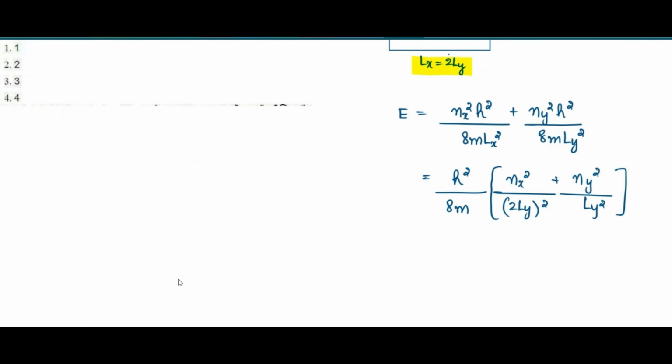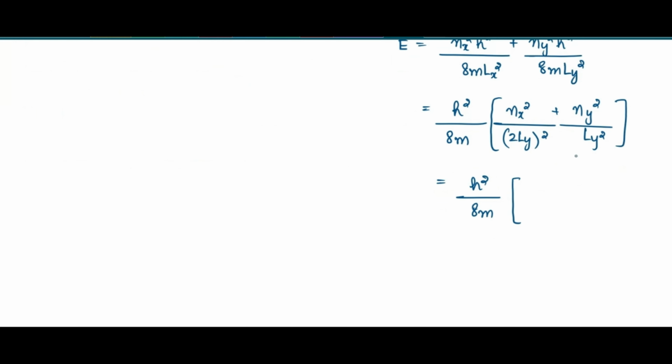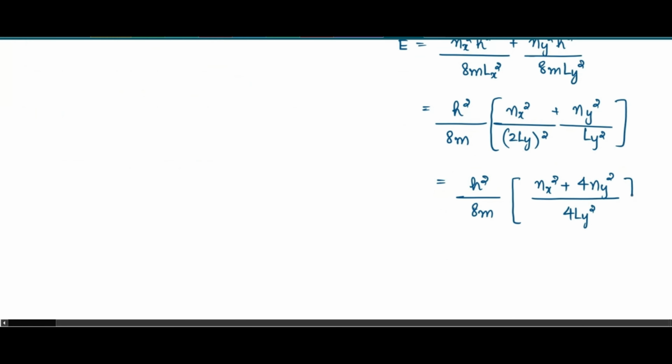Yes, now h square by 8m. If I take the LCM, it's going to be nx square plus, here a 4 will come. I'm multiplying here by 4: 4ny square divided by 4Ly square. Here 4Ly square will come. So what am I doing here? Multiplying by 4 so that I can add these. Okay.